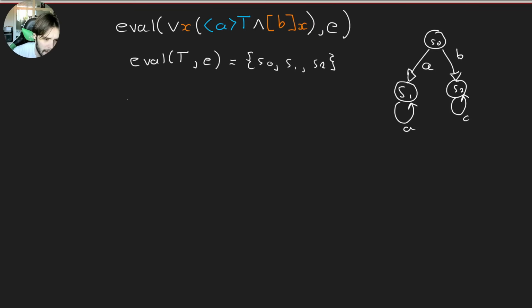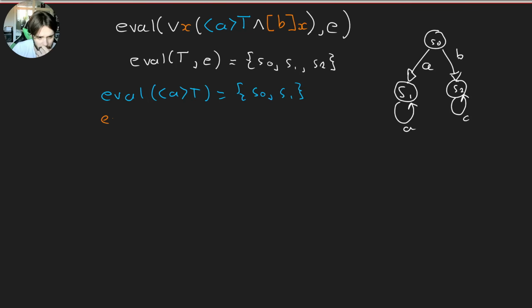Now, let's actually start evaluating some of our statements. Let's evaluate for sum A true. So if we do eval of sum A, there exists an A true. Well, where is there an A transition? There is one in S0 here, an A transition coming out of it, and also in S1 here, going into itself. So the answer for this is S0, S1.